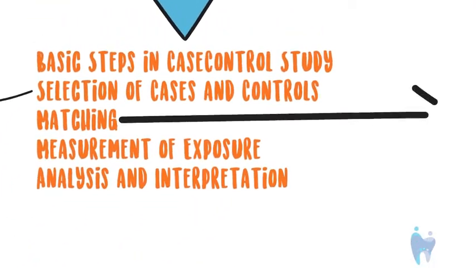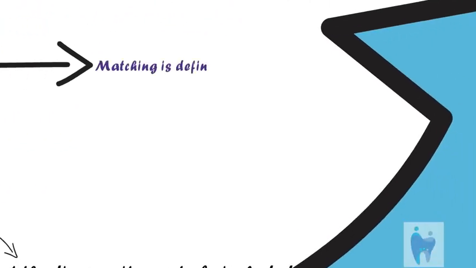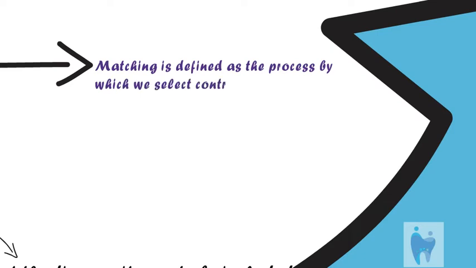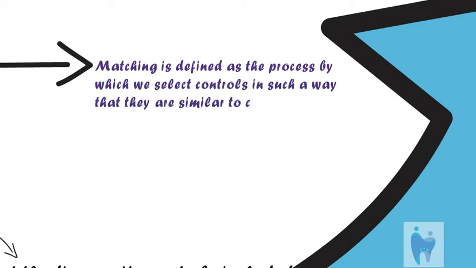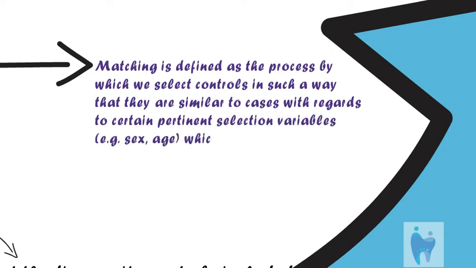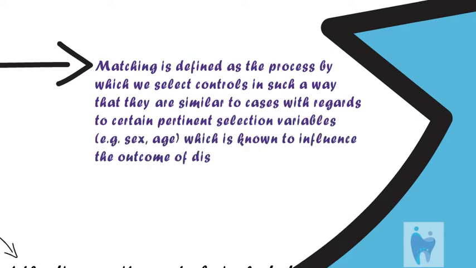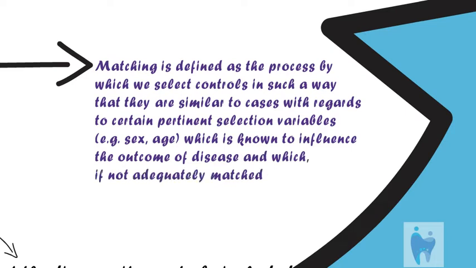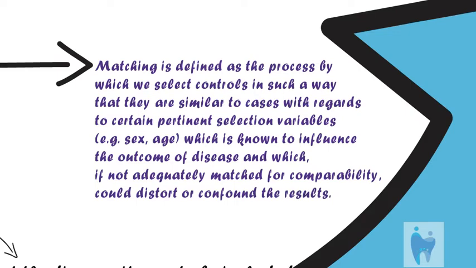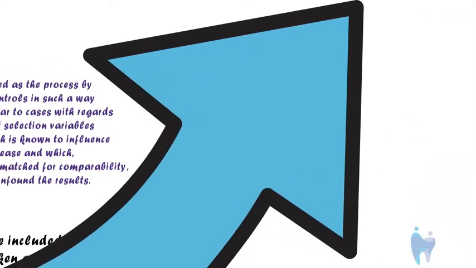Matching. Matching is defined as the process by which we select controls in such a way that they are similar to cases with regard to certain pertinent selection variables, for example sex and age, which are known to influence the outcome of disease and which, if not adequately matched for comparability, could distort or confound the results.